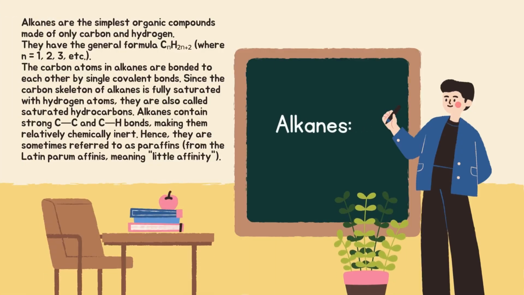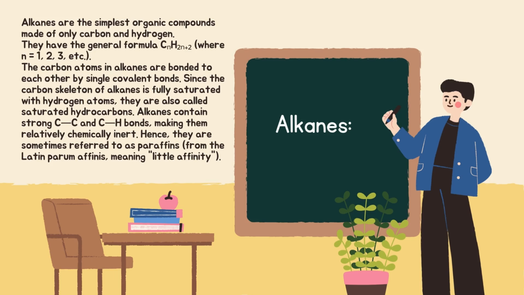CH3-CH3. Alkanes. Alkanes are the simplest organic compounds made of only carbon and hydrogen. They have the general formula CnH2n+2, where n equals 1, 2, 3, etc. The carbon atoms in alkanes are bonded to each other by single covalent bonds. Since the carbon skeleton of alkanes is fully saturated with hydrogen atoms, they are also called saturated hydrocarbons.